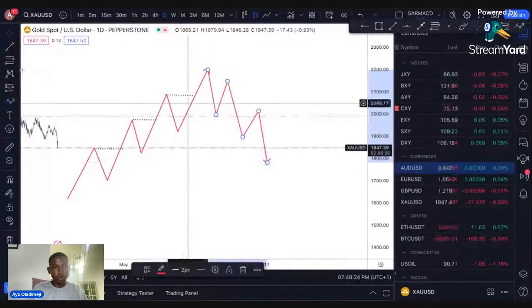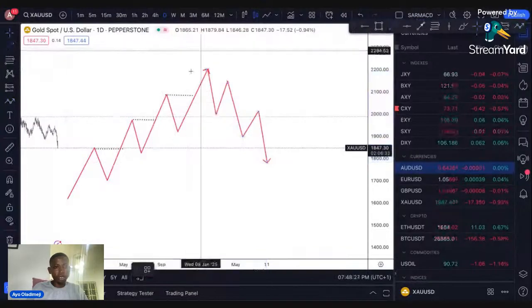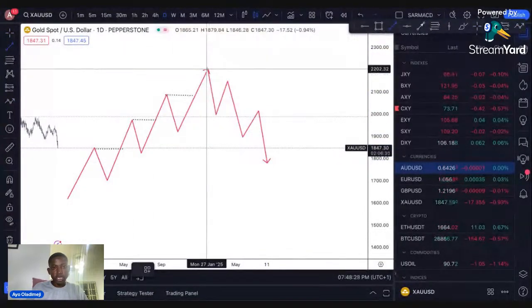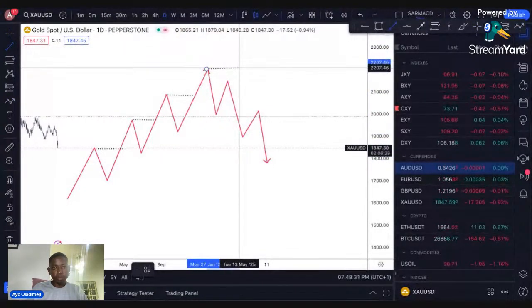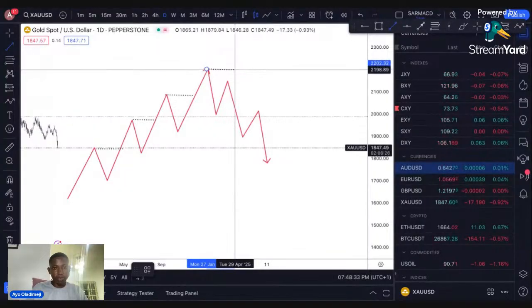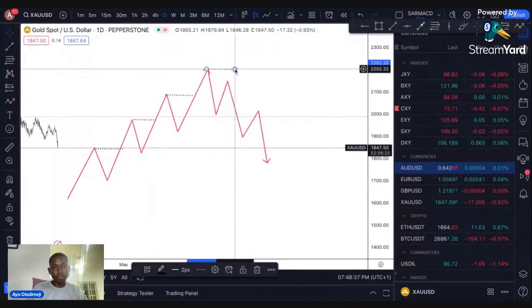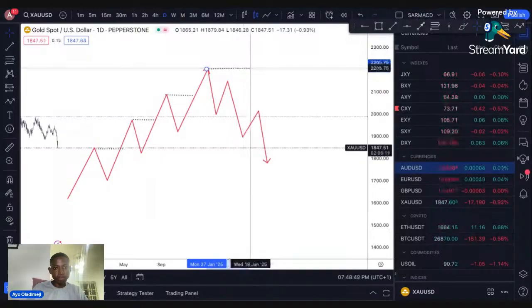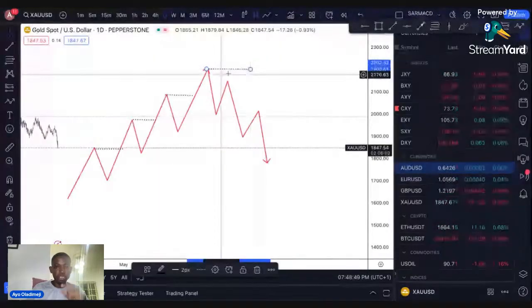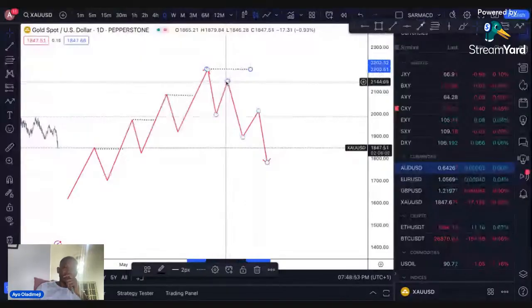So look at this. For a bullish trend to continue, the previous high is supposed to be broken, a higher high. But in this scenario, the high did not break above the previous high. Instead, we realized that it actually closed below the previous high.